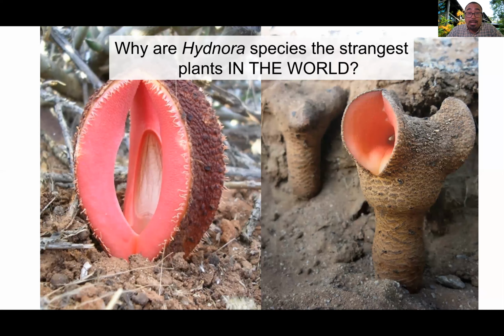So why are Hydnora species the strangest plants in the world? I know it's a big claim, but I think I can back it up. Just follow along. Look at the plant on the right, the one that looks like it's sporting orange Shrek ears. That fantastic plant is Hydnora triceps, restricted to a narrow part of the succulent Karoo of South Africa and Namibia. The flower is completely underground, hypogeous, meaning it never emerges from the soil surface.